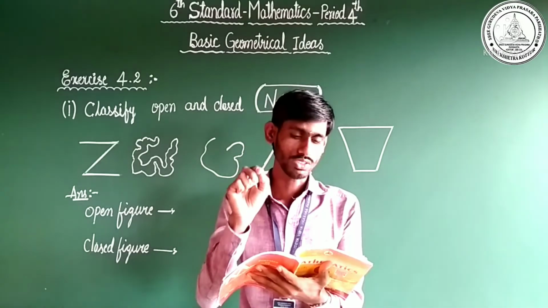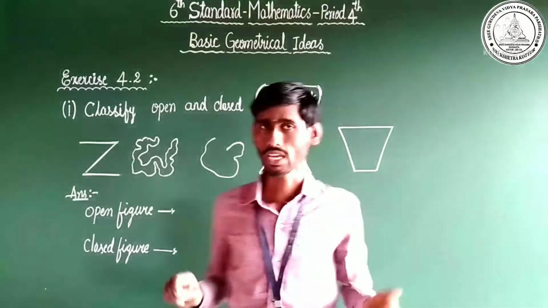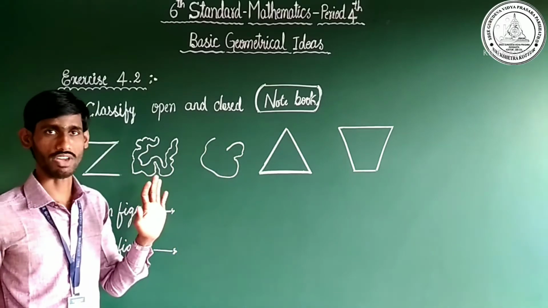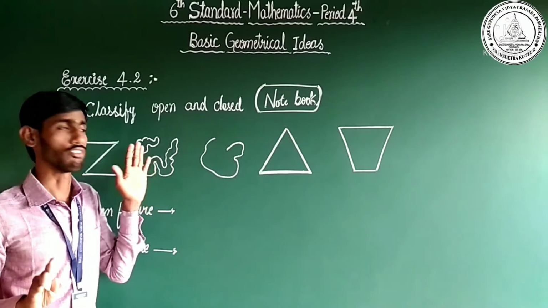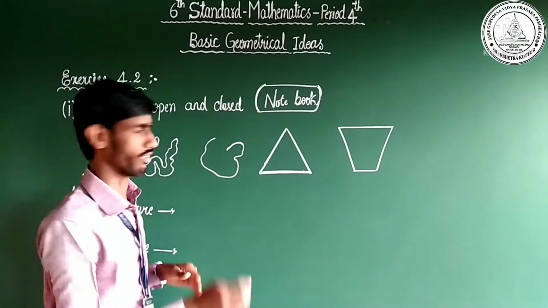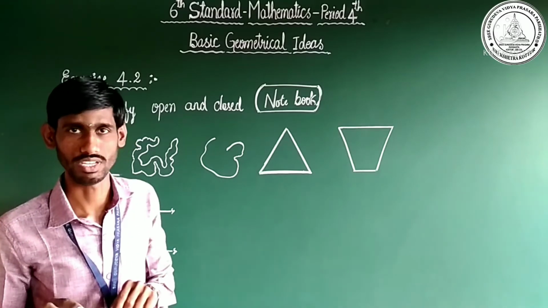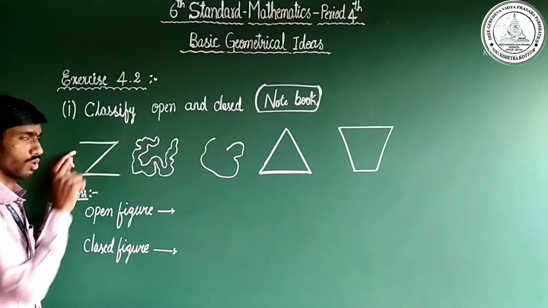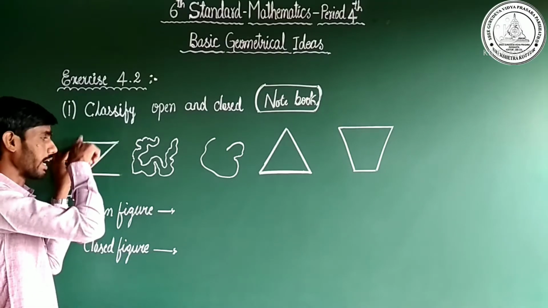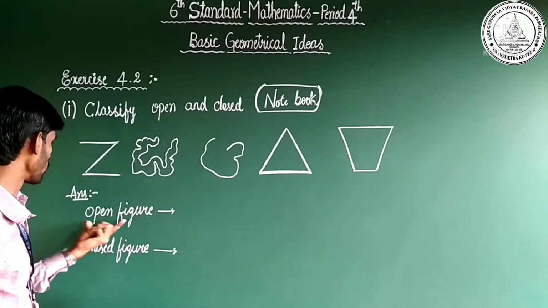Classify the following curves as open curve and closed curve. Dear children, here are pictures. We need to classify which belong to closed figures and which belong to open figures. Observe here. You should know the definition of open figure and closed figure. Dear children, this is an open figure because it starts from one point and ends at another point. This is what an open figure is. Dear children, which is the open figure?